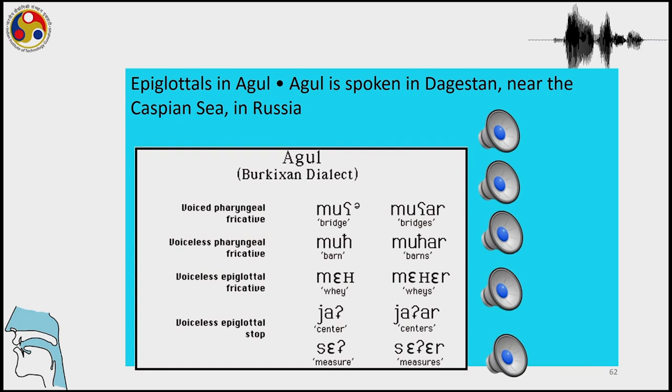The first one was a voiced pharyngeal fricative. The second is a voiceless pharyngeal fricative. And the voiceless epiglottal fricative. And a voiceless epiglottal stop.